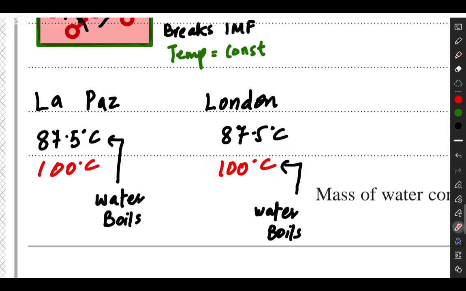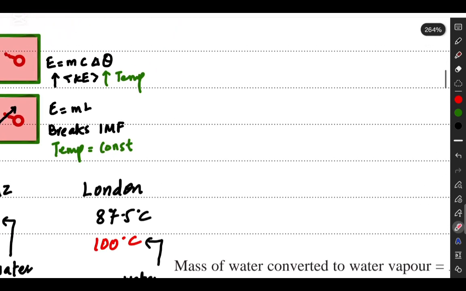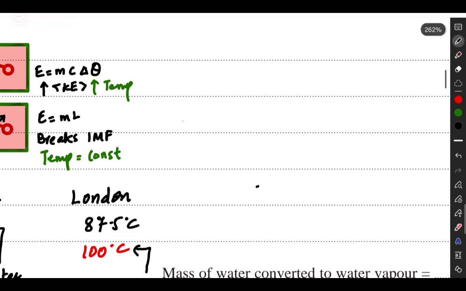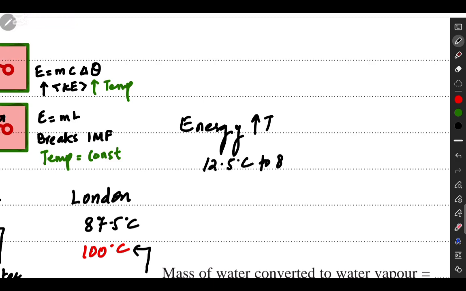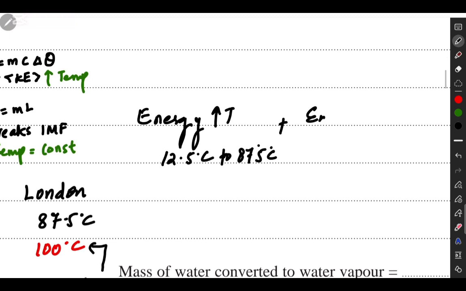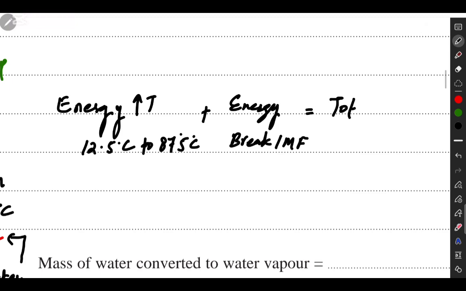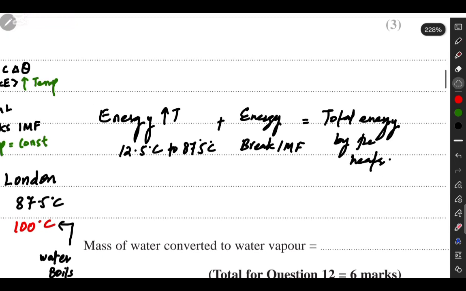But bear in mind, in both cases, let's consider the La Paz case. First, I will have to supply energy to increase the temperature from 12.5 degrees Celsius to 87.7 degrees Celsius. After that, I have to give it energy to break the intermolecular forces. And that will be equal to the total energy that will be required from the heater. Make sense? So this is that formula.